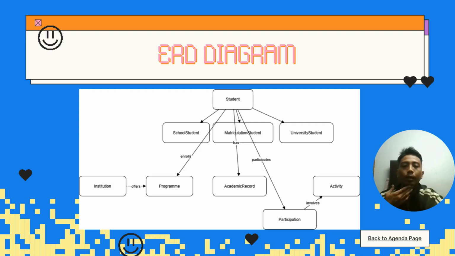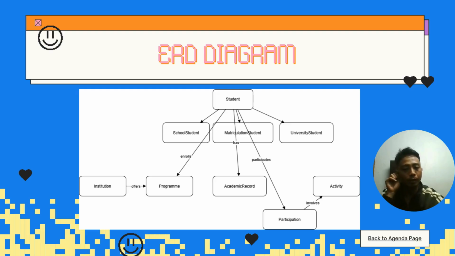The diagram also includes students enrolling in the program, which is a many to many relationship, students having multiple academic records, and students participating in activities. These relationships represent the core interaction in the system.